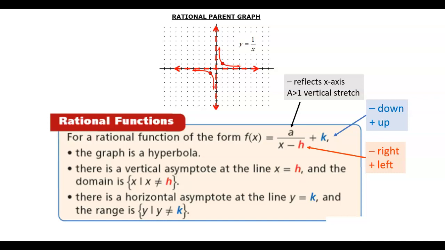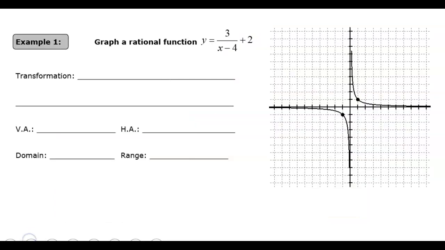Whenever you're doing 8.1 in the future, if you're doing any type of transformations, this is the information you need at the bottom of the front side. Cool. We're going to apply this on the back. Flip it over. Let's look at example 1.